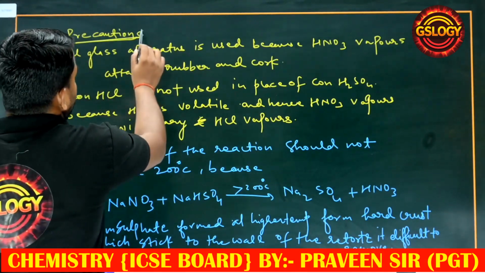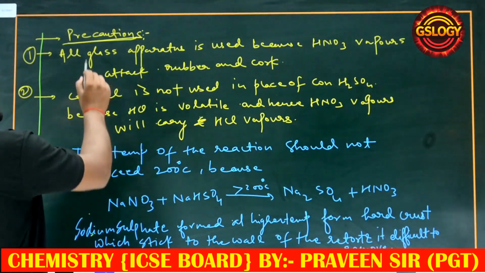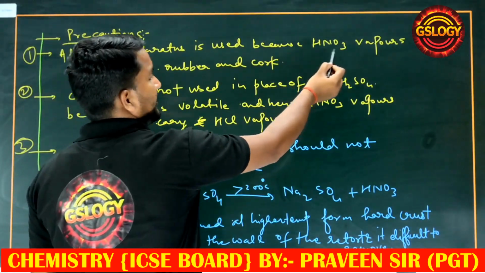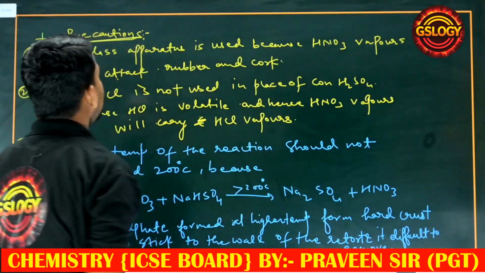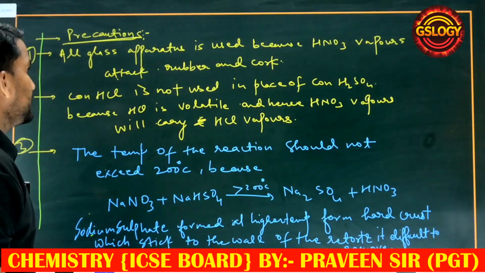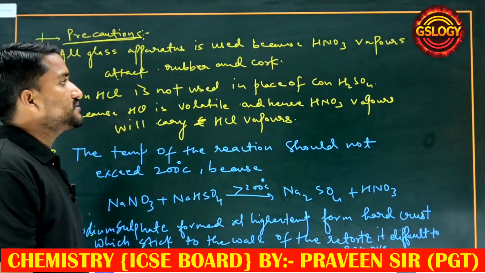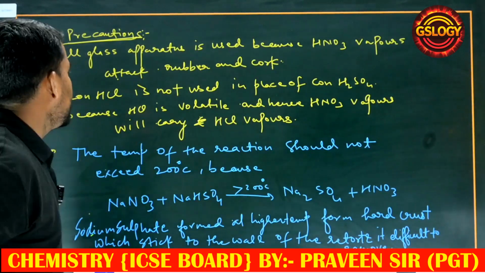Precaution of this reaction. All glass apparatus is used because nitric acid vapors attack rubber and cork. Clear? So all glass apparatus is used in this process because nitric acid vapors attack rubber and cork.